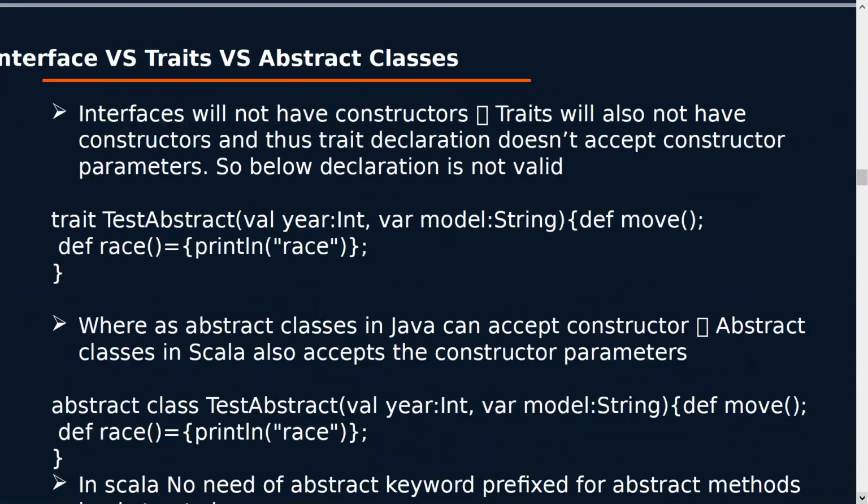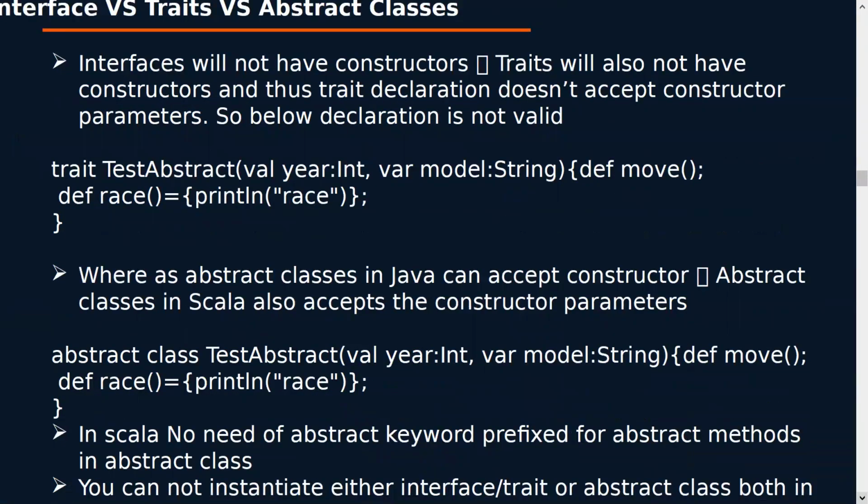So yeah, just read out this summary on Java interfaces versus Scala traits, and Scala traits versus Scala abstract classes. Interfaces will not have constructors, and the same is true for traits as well. Traits will also not have constructors, and thus a trait declaration does not accept constructor parameters like this: trait test abstract, val year int, var model. This is not possible. You can't pass this constructor parameter.